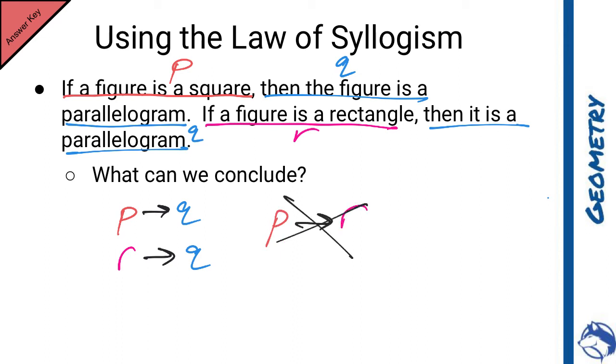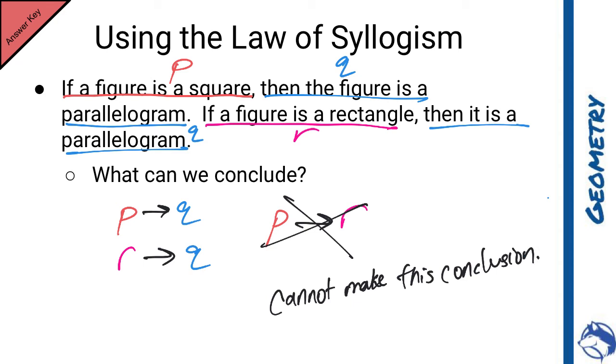I can't say this because Q doesn't imply R. R implies Q. So I cannot make this conclusion.